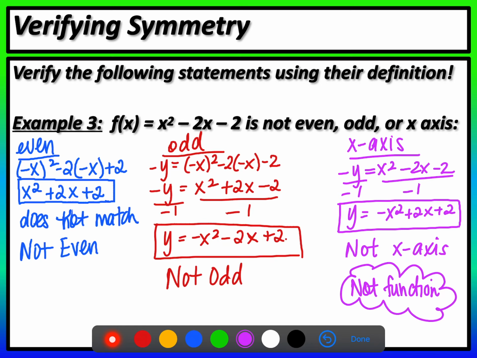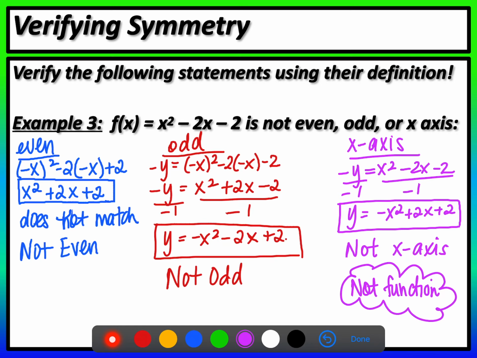So sometimes you may have to test all 3, like I've just done here. Sometimes you may only have to test 1 or 2 before you arrive at your symmetry. You can use your grapher to give you a starting place. So if you look at the graph and you say, well, this looks like I could fold this across the y-axis, so I'm going to start with even. And then you show algebraically that you're testing even symmetry. But you do have to show the work. We cannot just use the graph.